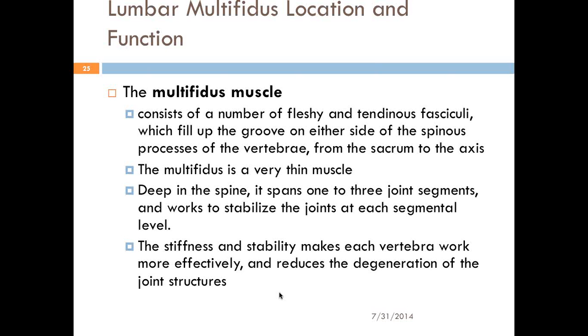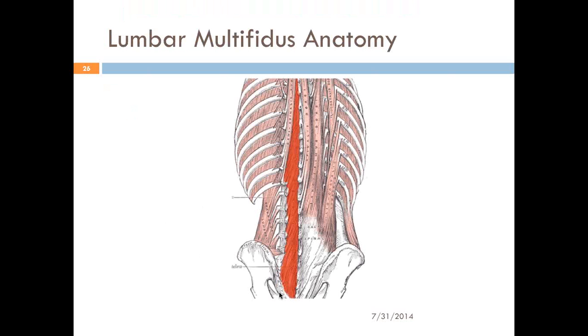Okay, so it consists of a number of fleshy and tendinous fasciculi which fill up the groove on either side of the spinous processes of the vertebrae, from the sacrum all the way up into the cervical spine at the axis. So if we look at it here, it starts all the way from the bottom, all the way to the top. You're going to have your multifidus in your spine.